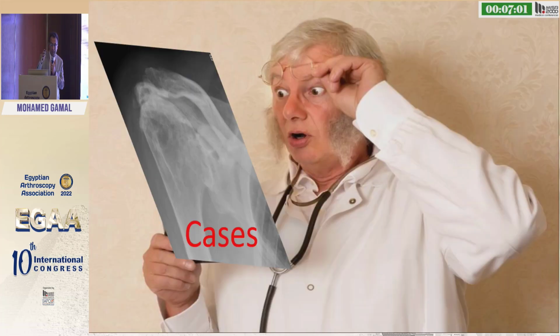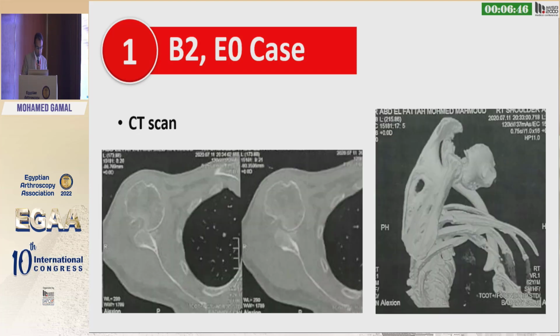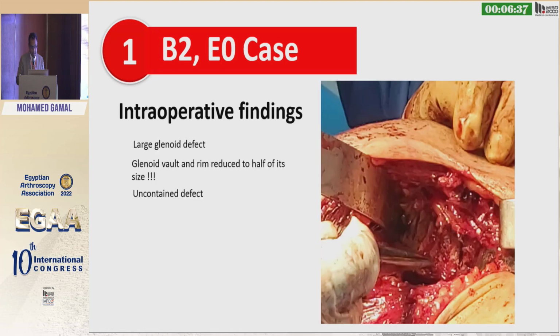I'll present some cases, some of our Egyptian experience regarding cases with glenoid bone deficiency. This is a case of a 70-year-old male with neglected anterior shoulder dislocation, 4 months of chronicity. You can see here the deficiency of the anterior glenoid and the dislocation of the head. And this is the CT of the patient. And this is the intraoperative finding. We have here a large glenoid defect, glenoid vault, and rim reduced to half of its size with unconstrained defect.